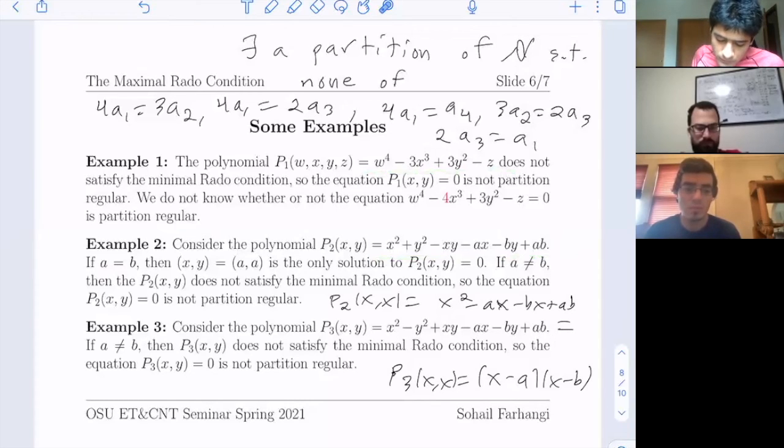Now, similarly, their next example, all they did is they changed the signs here. So the plus y squared became a negative y squared, the plus xy became, or excuse me, the negative xy became a positive xy. And this time we can just say that if a does not equal b, then P3 does not satisfy the minimal Rado condition. And I don't believe they had any remarks about what happens if a is equal to b.